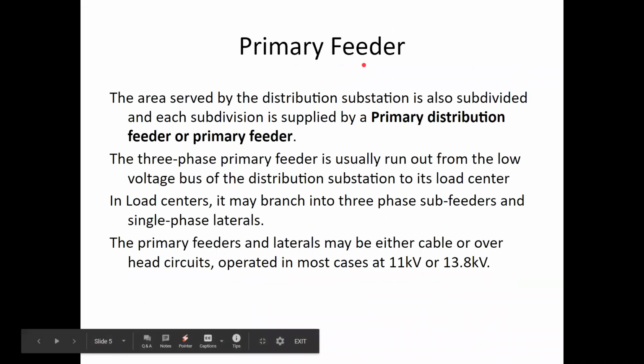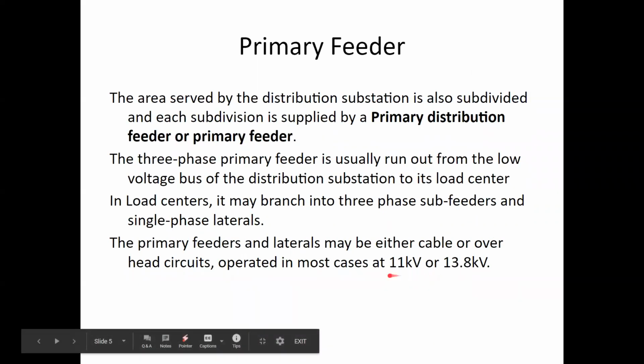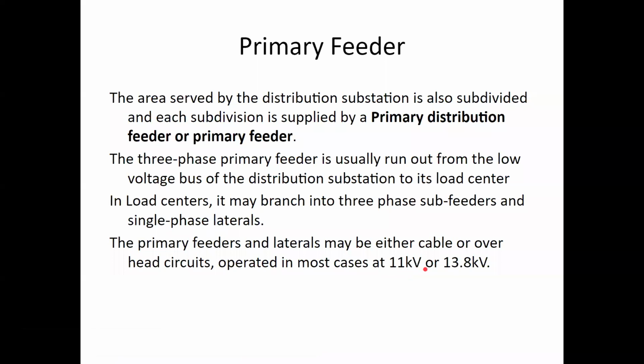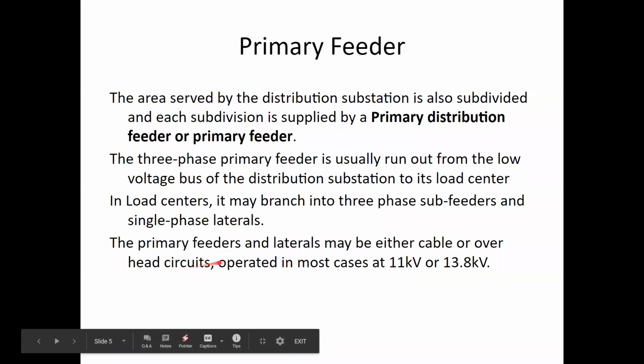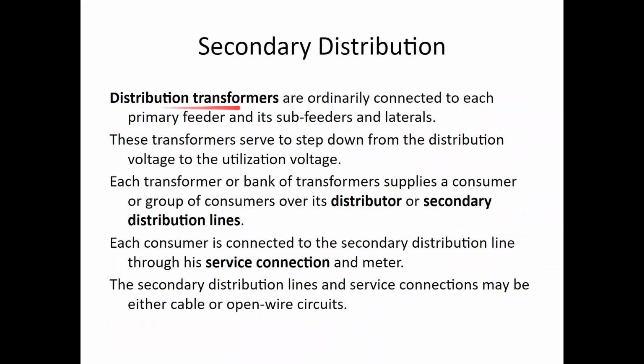Each sub area, each subdivision, is supplied by a primary distribution feeder, or simply a primary feeder. Normally this uses lower voltages like 11 kilovolt or 13.8 kilovolt. We use 13 kilovolt normally. In our area it is underground cable, but in some villages or such areas you can say overhead circuits for this. Then we have the distribution transformer.